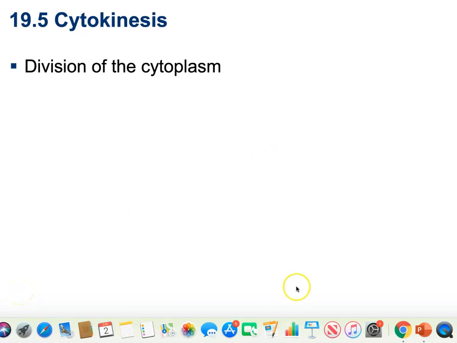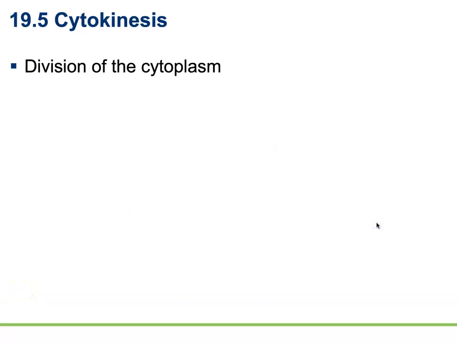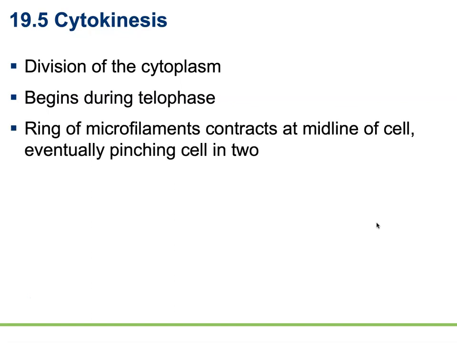After we have successfully divided our nuclear contents, now we have to divide the rest of the cell. That stage is called cytokinesis. Cytokinesis is the division of the cytoplasm. It does begin sort of overlapping with parts of mitosis. It's going to begin during telophase, but really you can sometimes see it going back as far as anaphase.